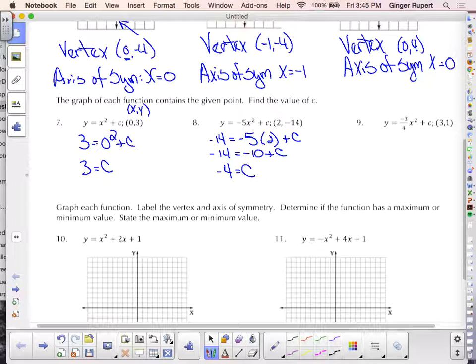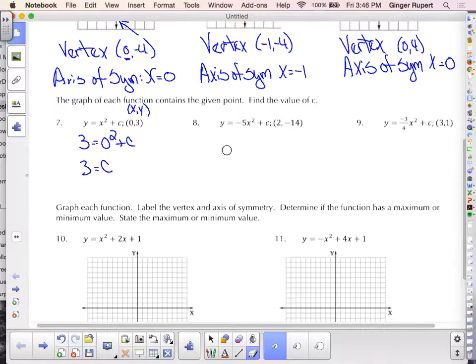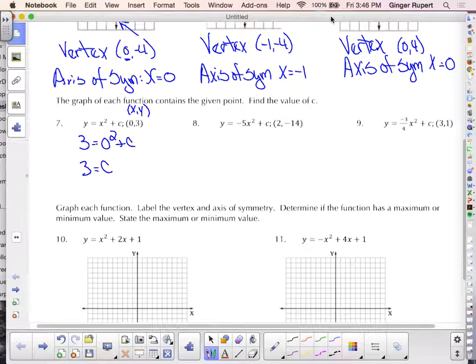Oops, actually, let me erase that one. I just looked down. I forgot to write squared, so erase that one. We're going to do that one again. I have negative 14 is equal to minus 5 times 2 squared plus c. So I have minus 14 is equal to 2 squared is 4. 4 times negative 5 is going to be negative 20 plus c. Add the 20 to both sides, and you'll get 6 is equal to c, or c is equal to 6.